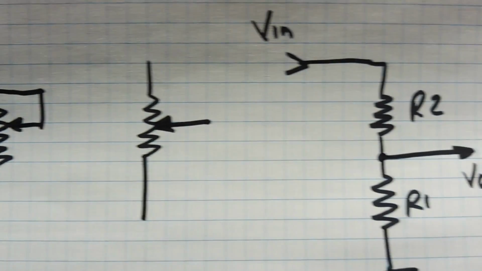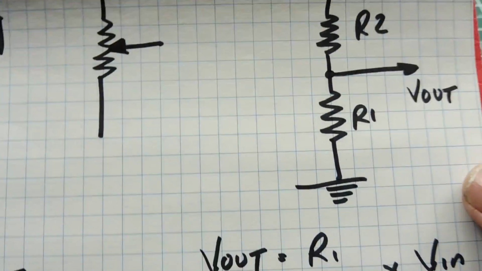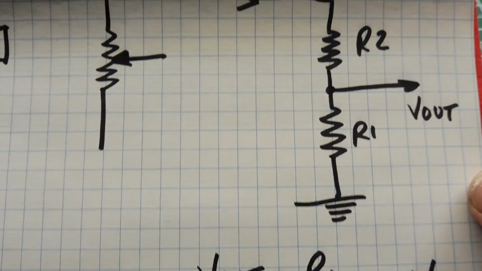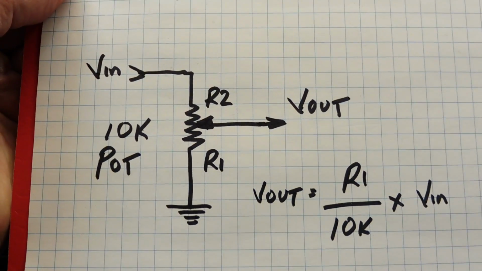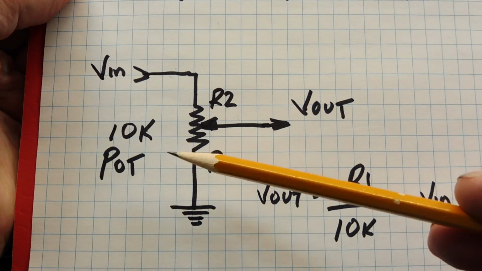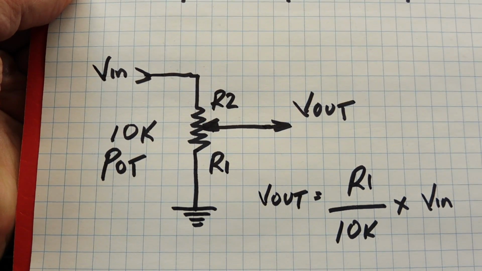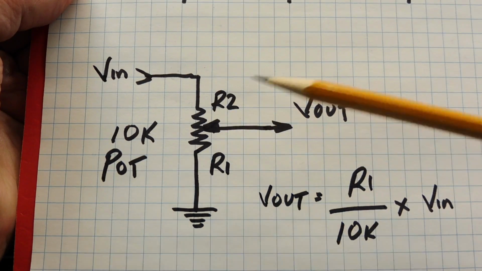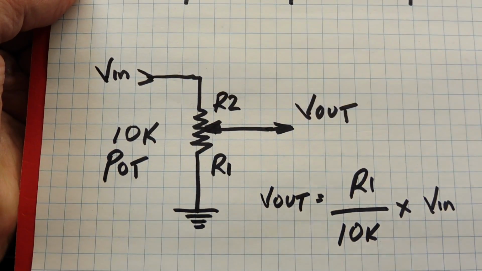Now on a fixed voltage divider using two resistors, as we see here, the formula for V out will be R1 divided by R1 plus R2 times V in. Now on a potentiometer, it's basically the same, except now that R1 plus R2 is going to be fixed because it's a 10K pot. So R1 plus R2 will be 10K. So the formula will be V out equals R1, that's the resistance between the ground and the wiper, divided by 10K because it's a 10K pot, times V in.